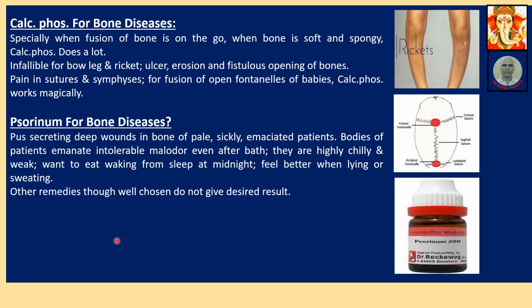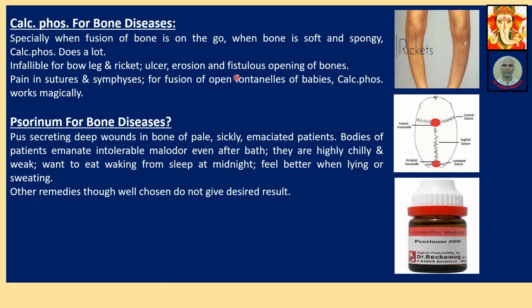Calcarea phosphorica for bone disease, especially when fusion of bone is on the go, when bone is soft and spongy. Calcarea phosphorica does a lot. Infallible for bow leg and rickets. This is bow leg. Look, the legs are like a bow.